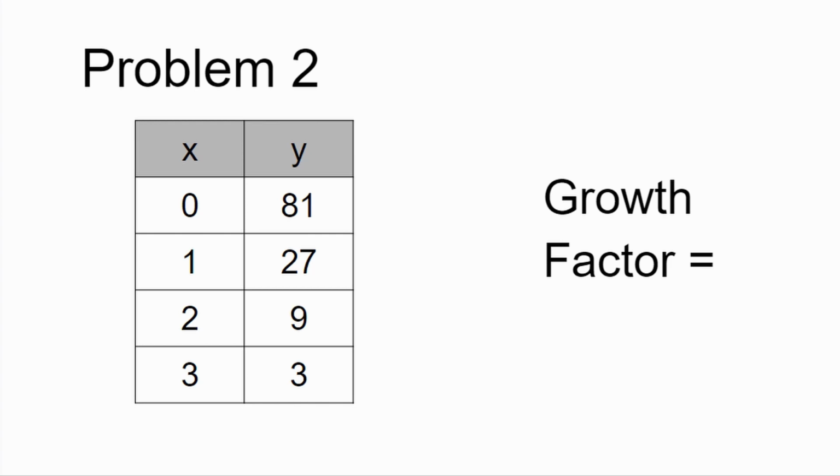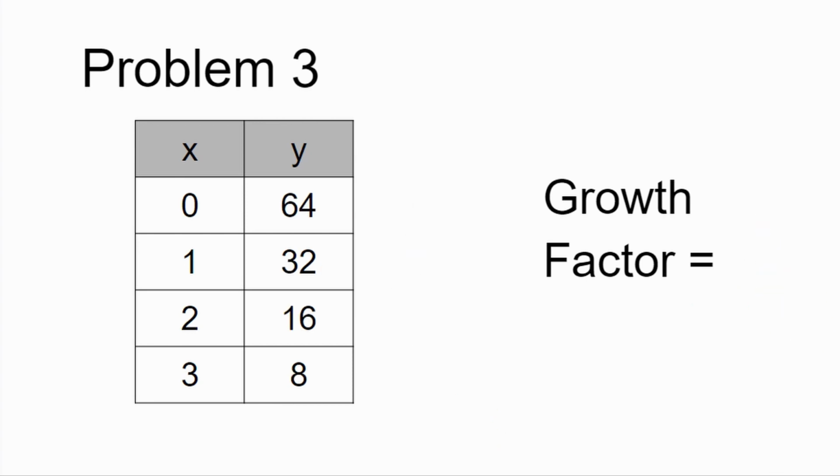Problem 2. What's the growth factor for this table? Notice that as I move down each row, each term is getting smaller. 27 is smaller than 81, 9 is smaller than 27. Since it's getting smaller, we know that our growth factor has to be multiplying by a decimal or a fraction. For this table here, notice that our growth factor is going to be multiplying by a third. A third of 81 is 27. A third of 27 is 9. And a third of 9 is 3. So our growth factor is 1/3.